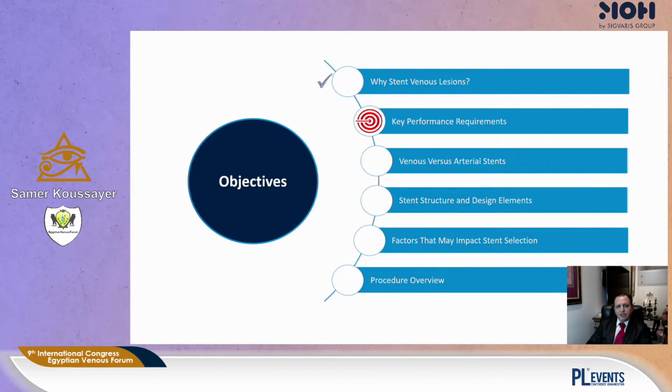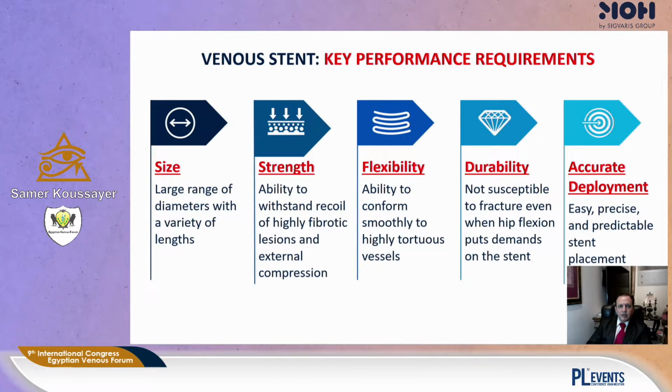Now we go to the second part of our lecture, which is key performance requirements. The key performance requirements really are, first in venous stenting, the sizing. The venous stent is different from the arterial system because it is a large stent with variability of length. The second thing, the strength. This means the stent has to have the strength to withstand the recoil of highly fibrotic lesions and external compression. It has to be flexible to accommodate the highly tortuous venous system.